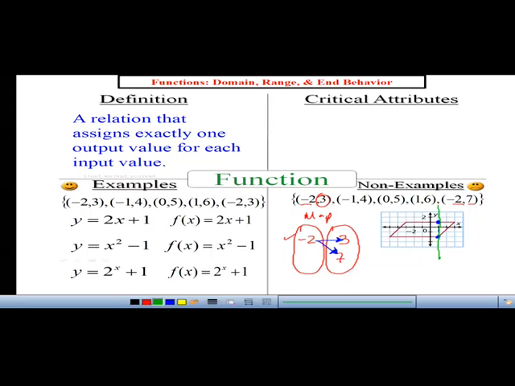What makes a function a function? Hashtag what? Danny, hashtag what? What makes a function a function? Hashtag only one output for one input. Only one output per input. Thank you. What else?